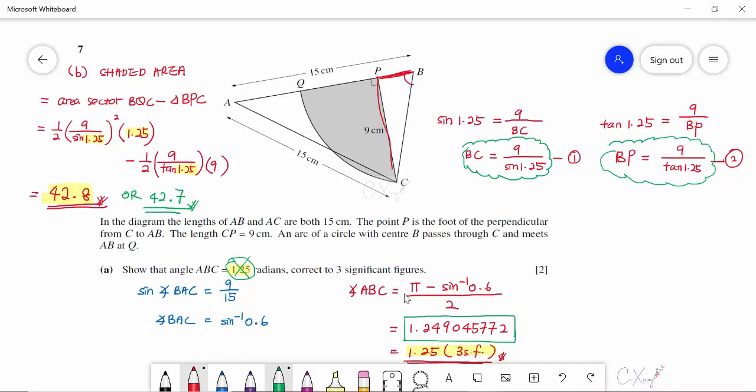Okay, and in this case, both answers are correct. The marking scheme will accept both answers. You can use 1.25 because the question asks you to prove that the angle is 1.25 at first. So you are allowed to use the 1.25 in your second part calculation, and they will accept the answer. But some students will use the long value. If you use the long value in your calculation for the second part, then of course you'll get a slightly different answer, which is 42.7, and they will accept both answers. Alright, so this is how we get the answer for question number 7.